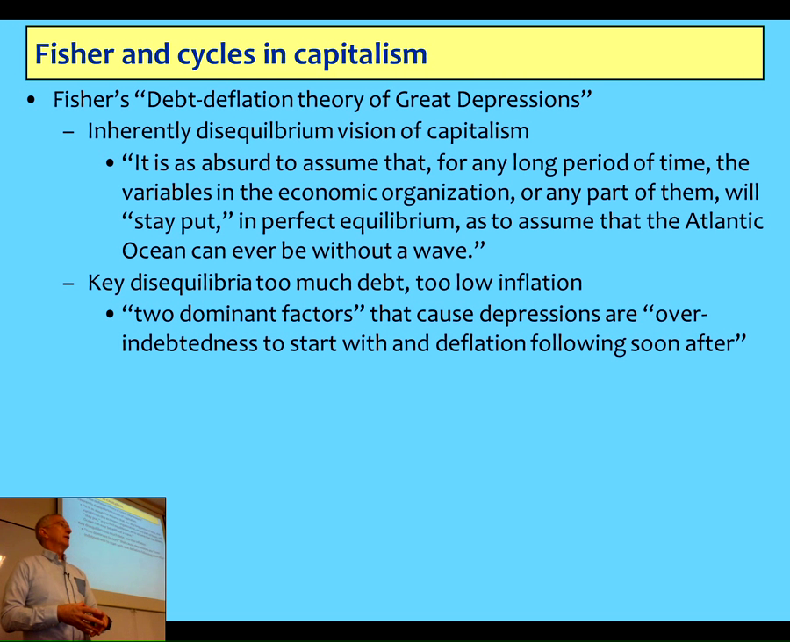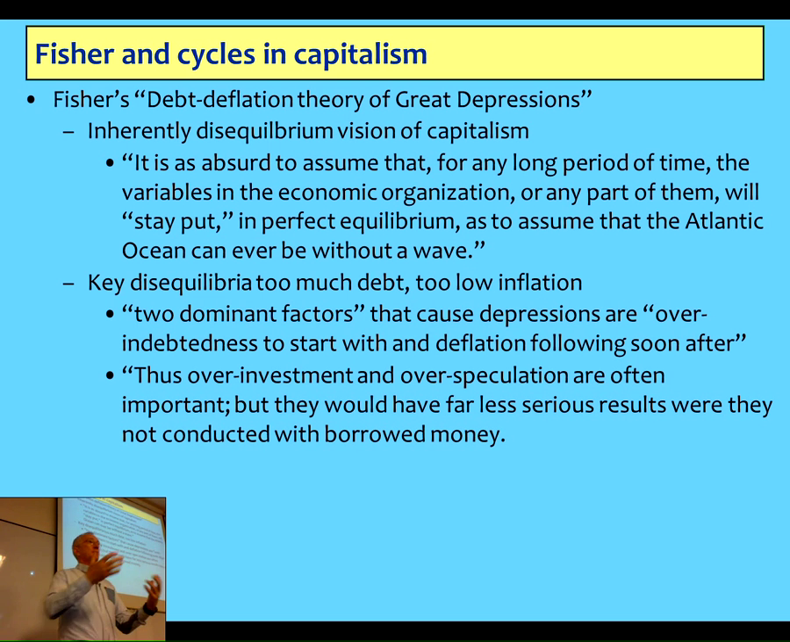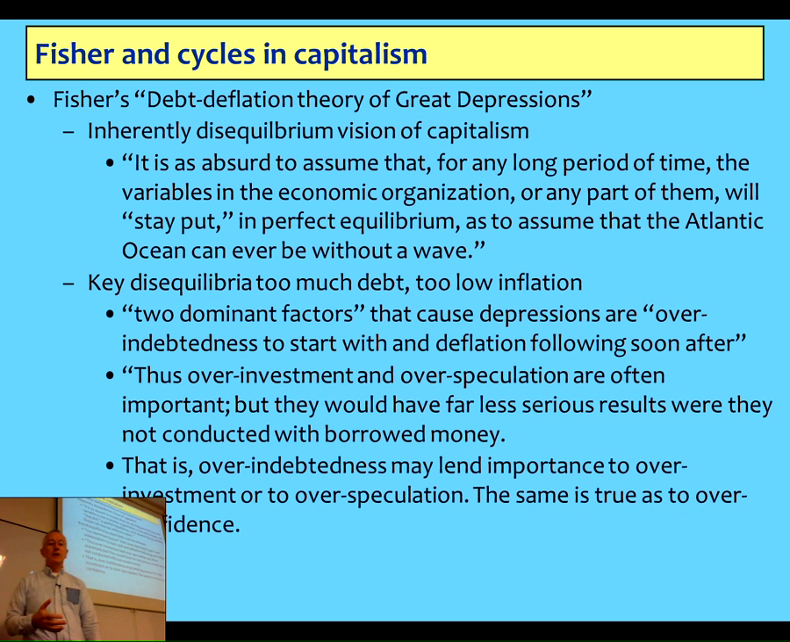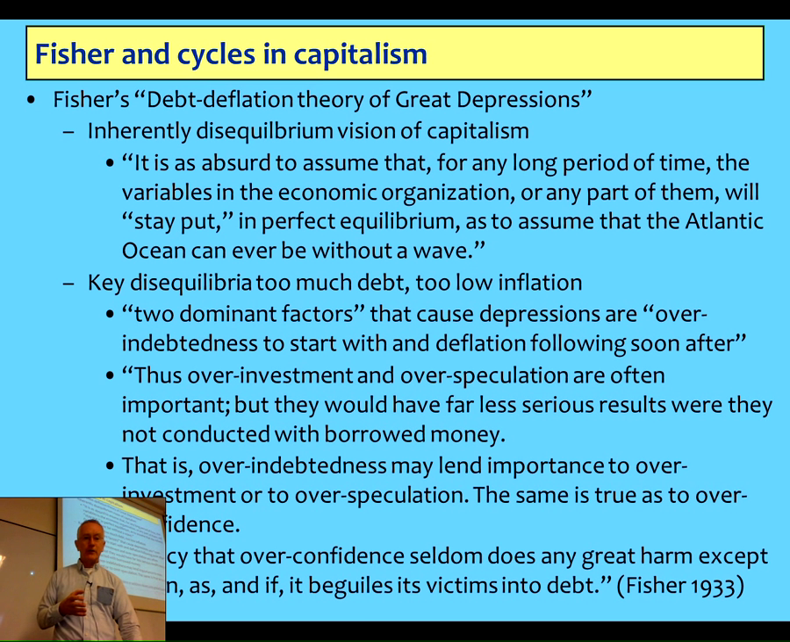And the key disequilibria he saw were too much debt and too low inflation. And he said those are the two dominant factors that cause a depression. So overinvestment and overspeculation are important, but down the bottom he says they are the ones that matter most. And this final line, I fancy that overconfidence seldom does much damage except when, as and if, it beguiles its victims into debt.